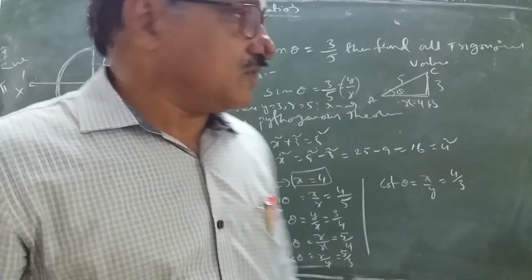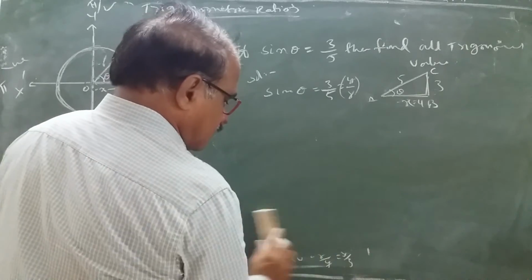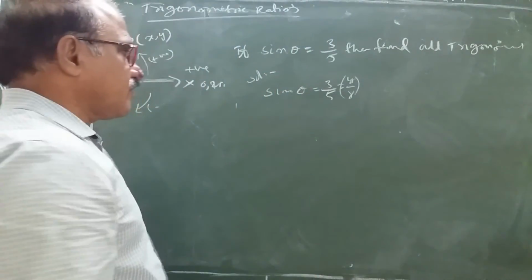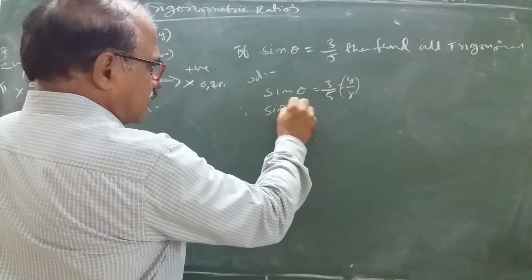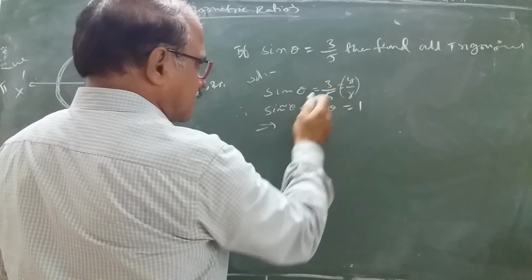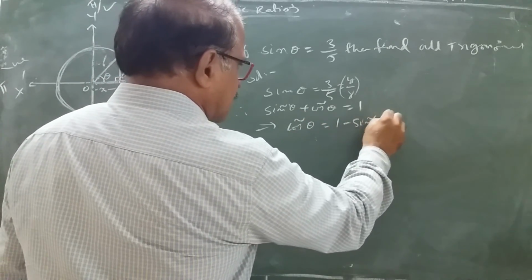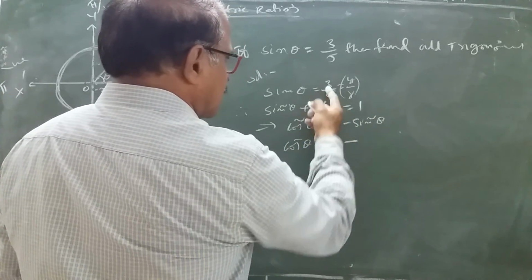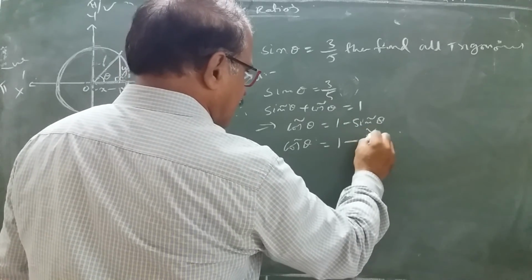The second method is by using the identities. That is also something we have to know. For that, there is no usage of this figure. This is a simple way. We know the first identity, sin square theta plus cos square theta is equal to 1. Sin square theta we know, so cos square theta is equal to 1 minus sin square theta. What is the sin value? 3 by 5.